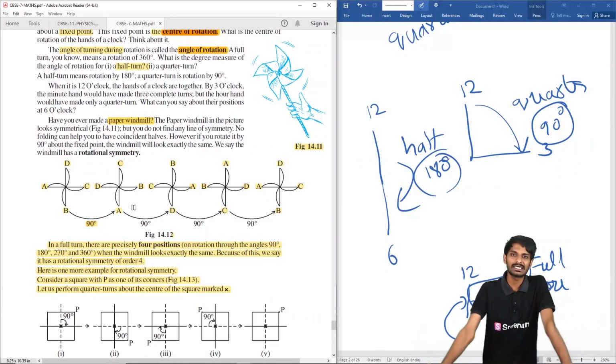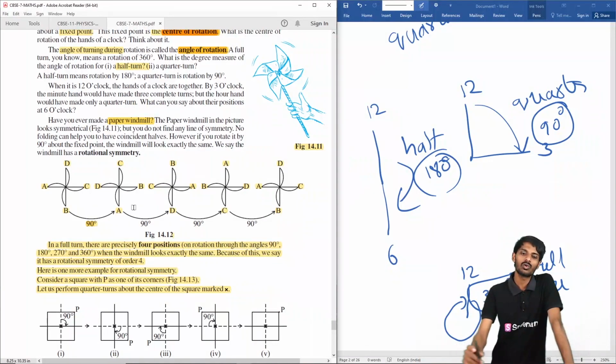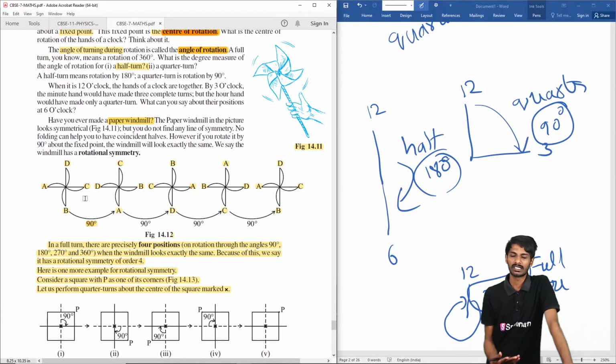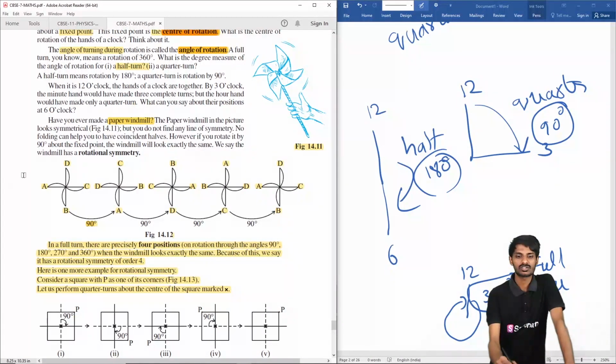That is the definition of symmetry itself, no? So what can we understand from this? Even if you rotate it through some angle, if it looks the same, then it is called rotational symmetry.